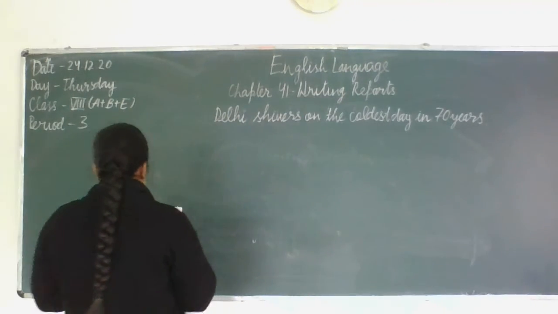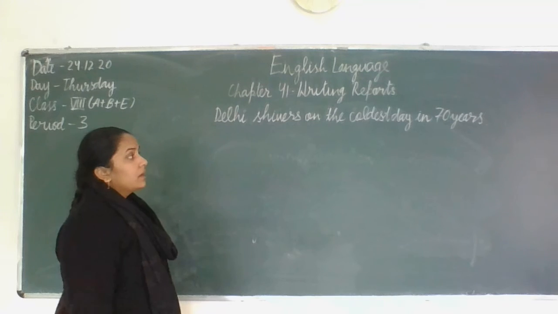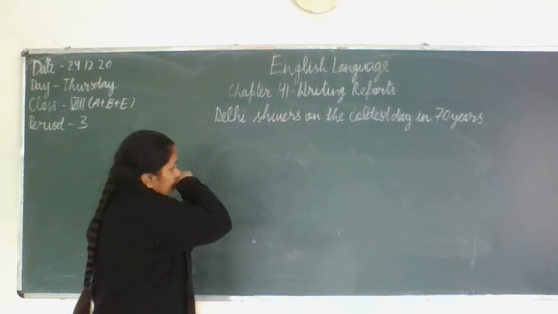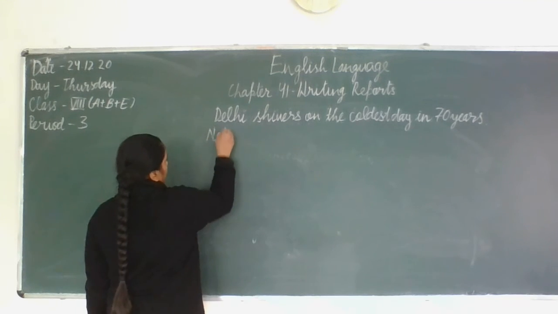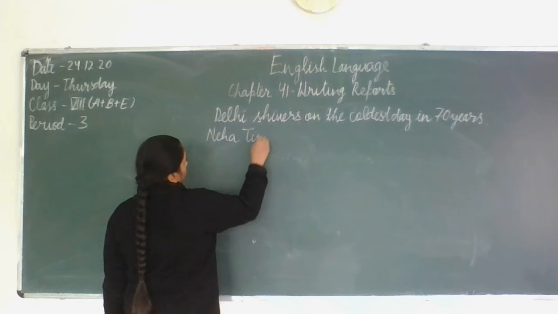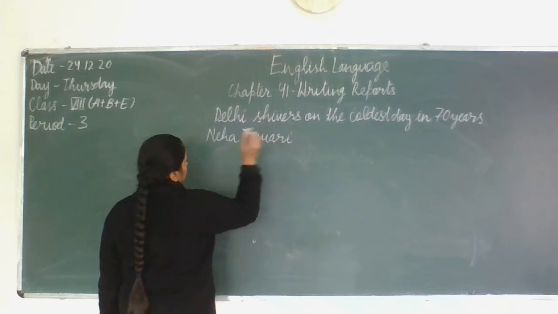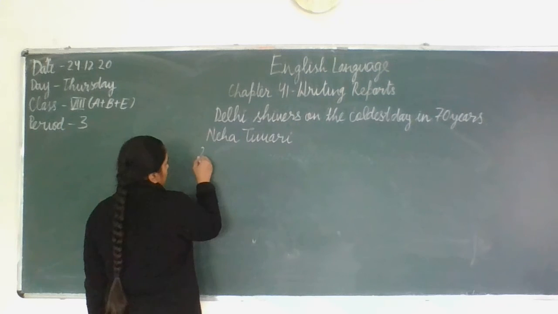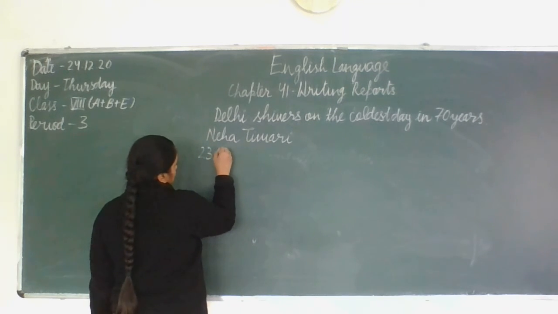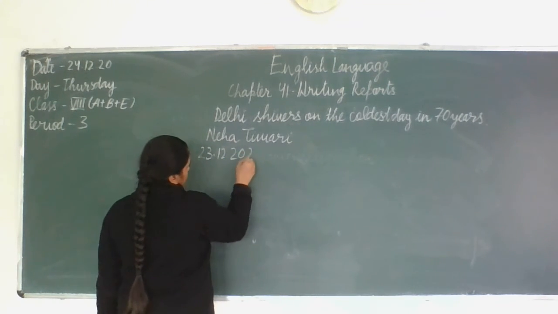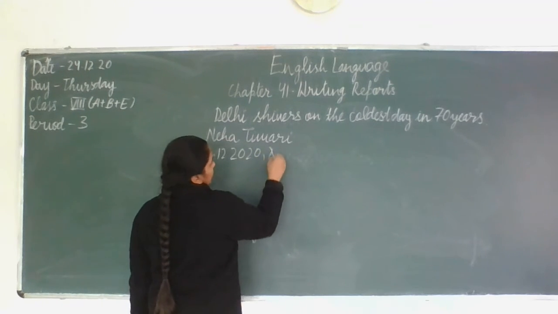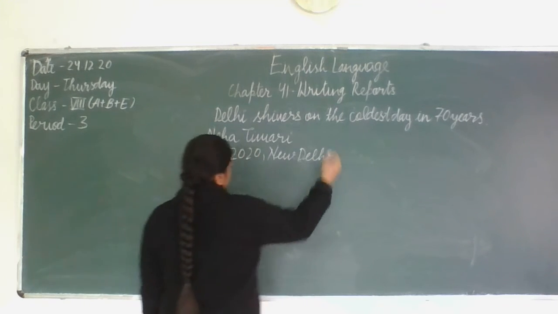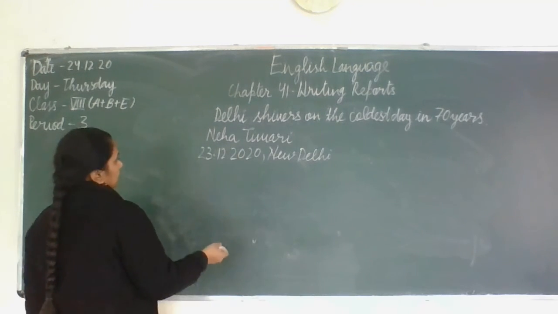And if we have to write the report, what will the next thing be? The name of the reporter. So that we will write, and then the date and place. Suppose 23 12 2020, and if we are talking about Delhi, the place will be New Delhi, because we are talking about Delhi here.